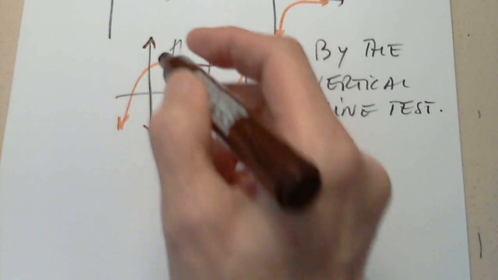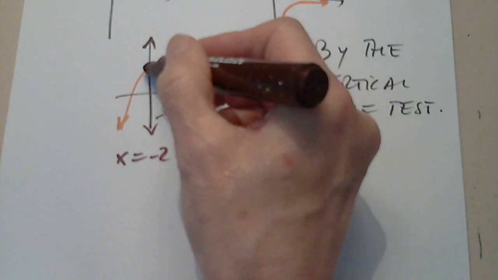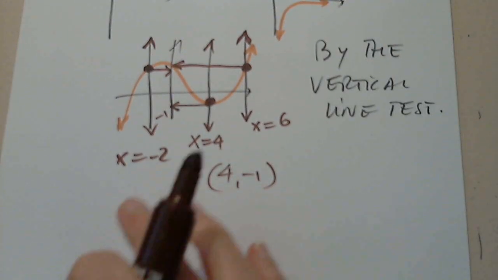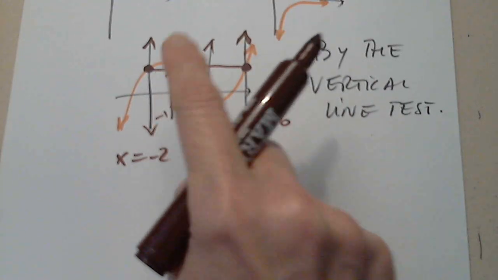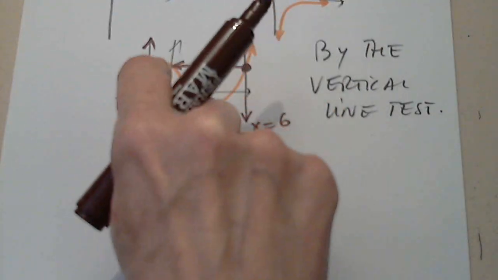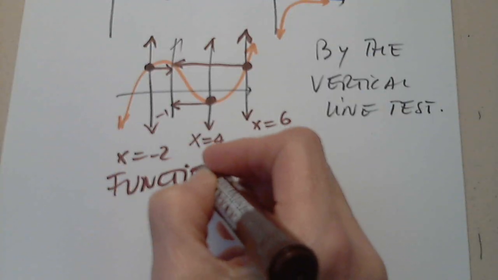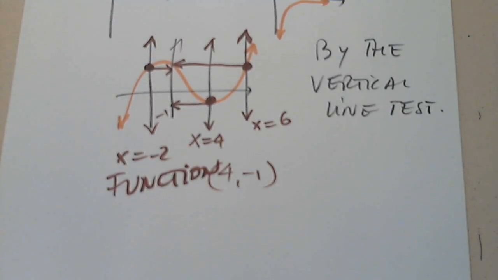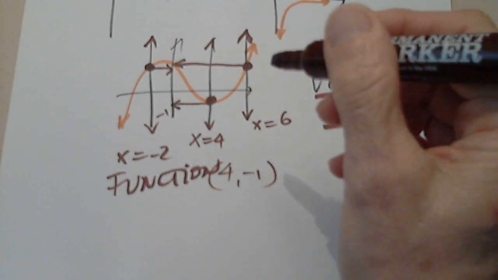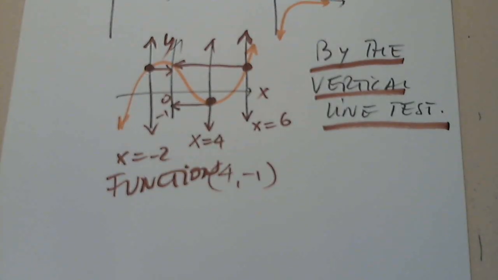For this one, I'm going to say x equals -2. It crosses the graph in one point, and I will be reading the corresponding y value. So for -2, only one corresponding y value. For 4, only one corresponding y value. For 6, only one corresponding y value. So therefore, this is a function. And we say by the vertical line test, this graph corresponds to a function.